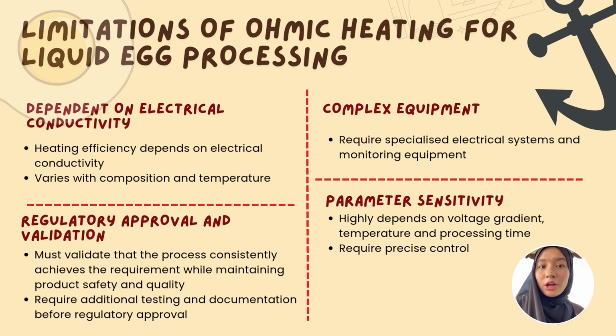Another limitation is the complex equipment required. Ohmic heating systems need specialized electrical components and monitoring equipment, making them more complex and expensive than conventional heating systems. This can increase both the initial investment and maintenance costs.